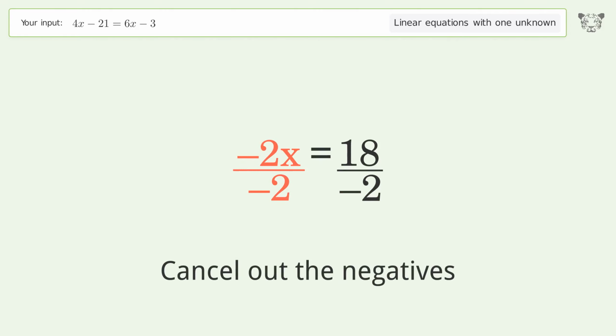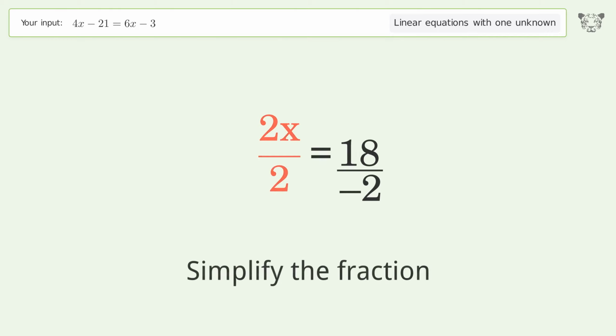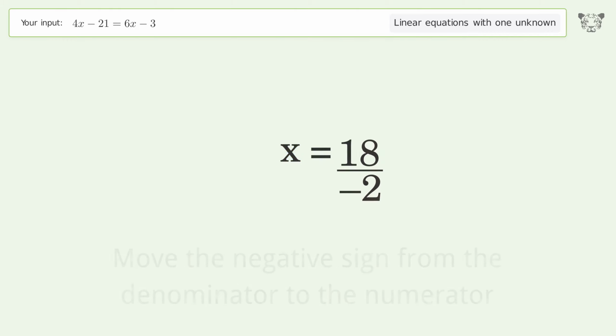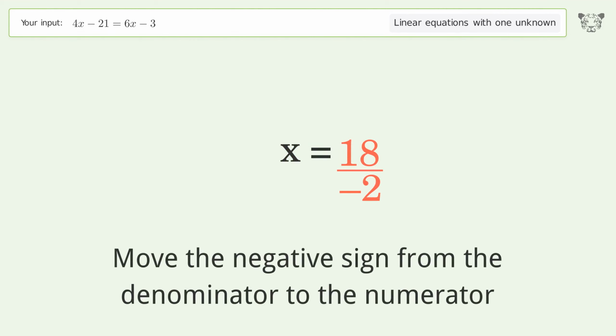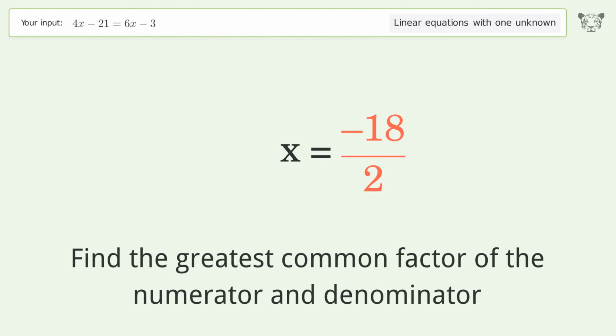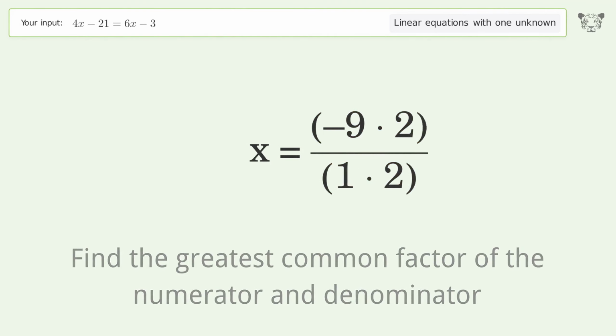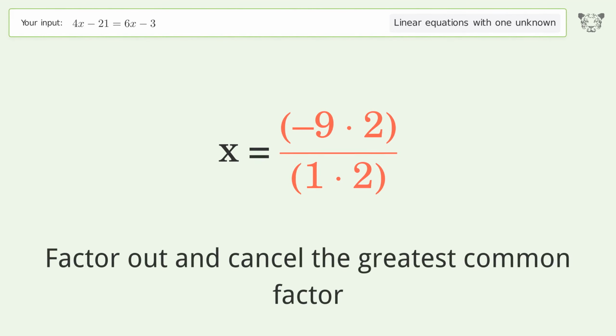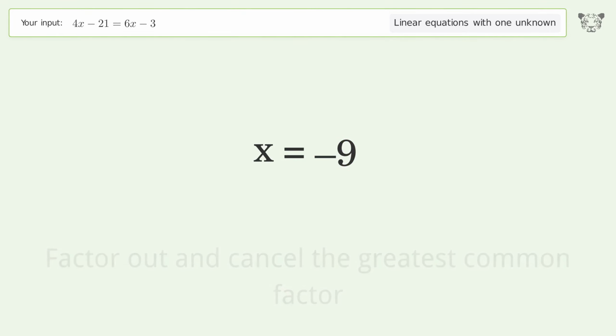Cancel out the negatives. Simplify the fraction. Move the negative sign from the denominator to the numerator. Find the greatest common factor of the numerator and denominator. Factor out and cancel the greatest common factor. And so the final result is x equals -9.